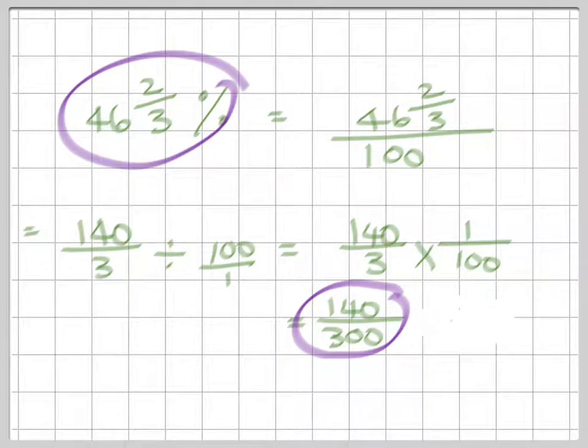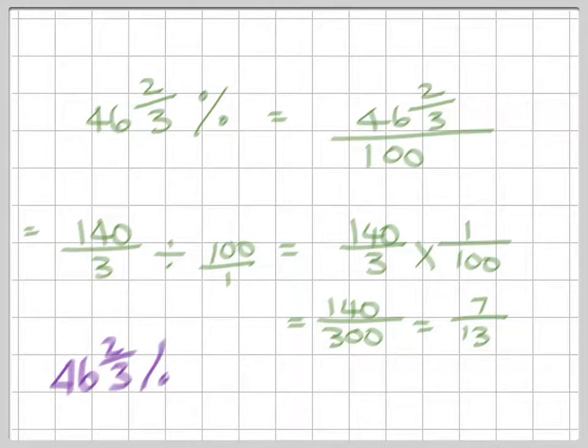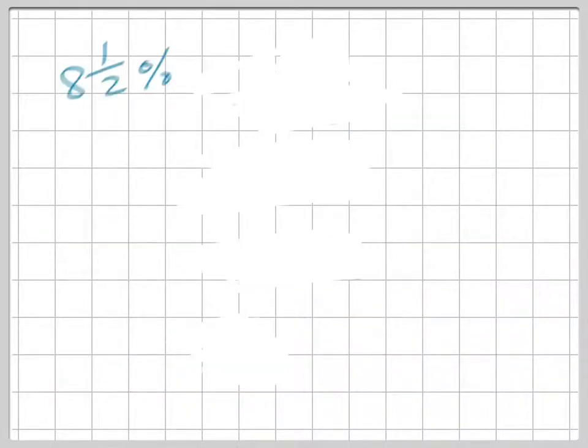But the final step is we still have to simplify. So we simplify it by using greatest common factors and we end up with 7 over 13. So in short, 46 2/3% when you convert it to a fraction is actually 7 over 13. Okay, let's do one more.